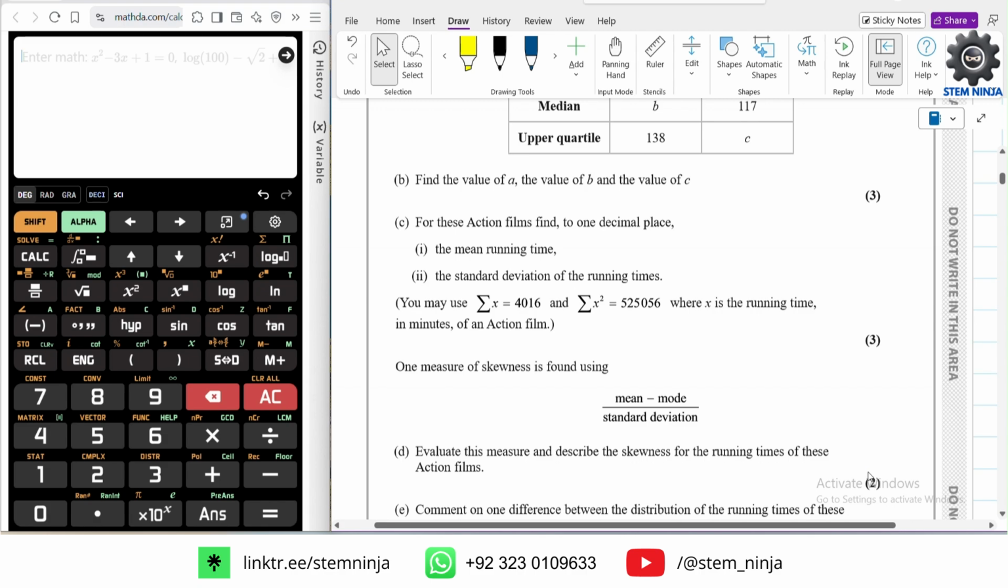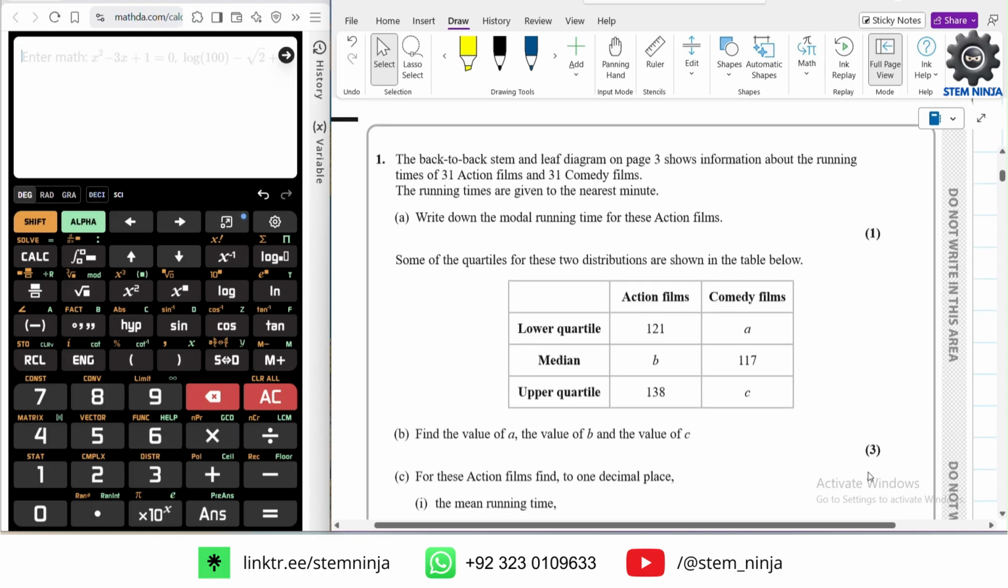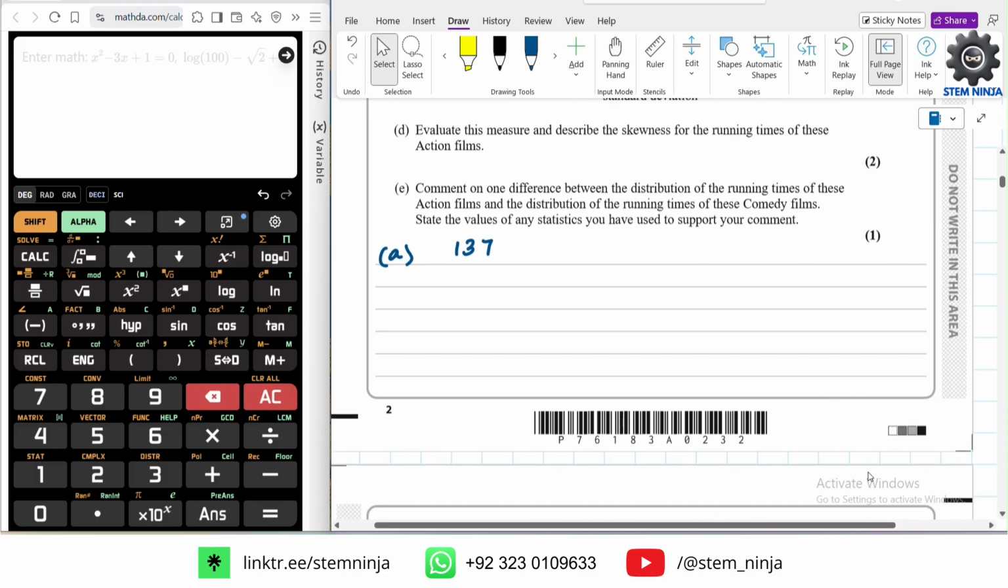Some of the quartiles for these two distributions are shown in the table below: the lower quartile, median, and upper quartile. Some values are missing. Find the value of A, the value of B and the value of C. So we need to write the median of action films.